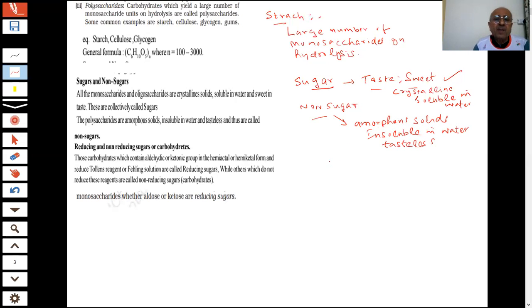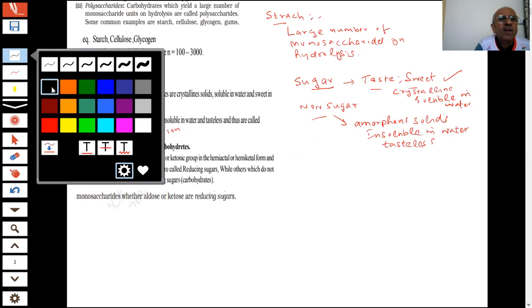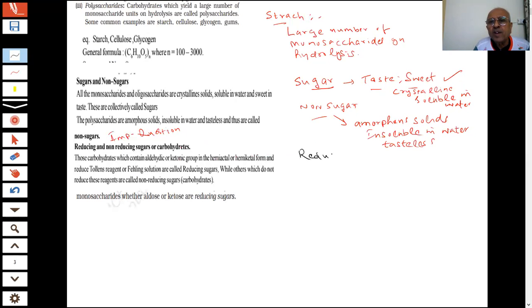Further, an important question which has been asked in the paper is on reducing and non-reducing sugars or carbohydrates. They will ask you what is the difference between reducing and non-reducing sugars. You already have some idea, student. What is the meaning of reducing sugar? Does it remove oxygen? No. You have seen there are certain tests in organic chemistry which are given by compounds which contain a CHO group or C double bond O group. So reducing sugars are those which reduce these reagents.